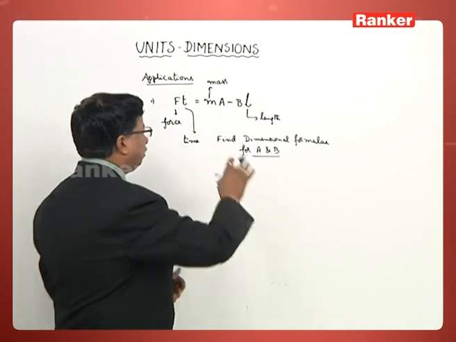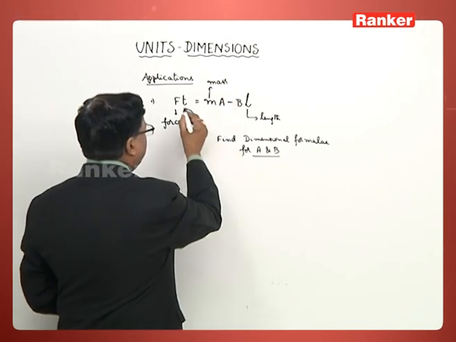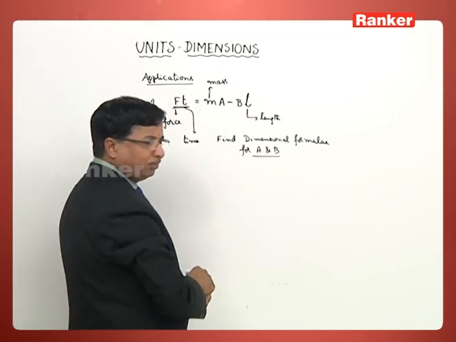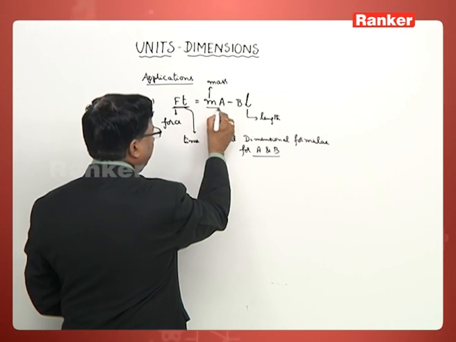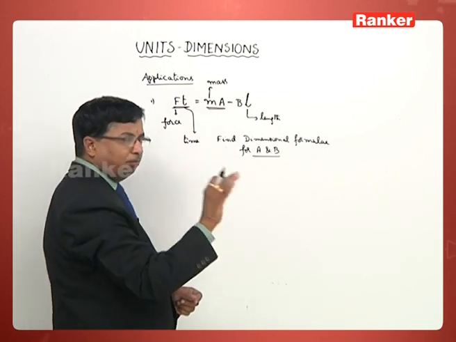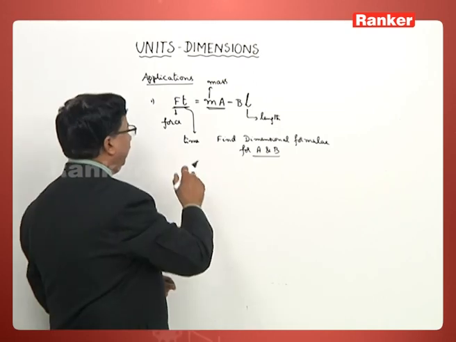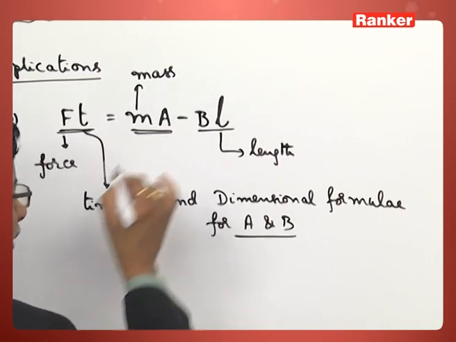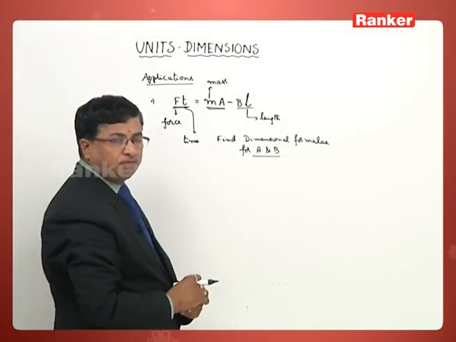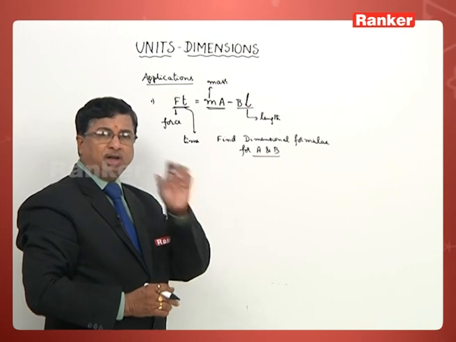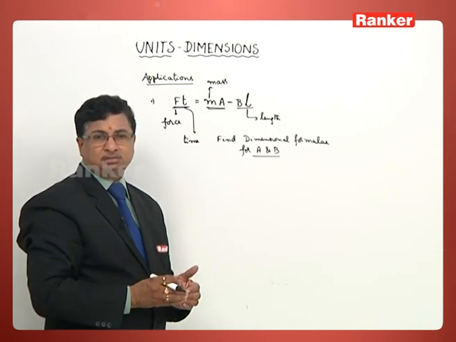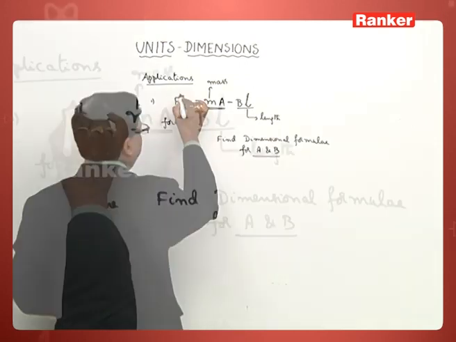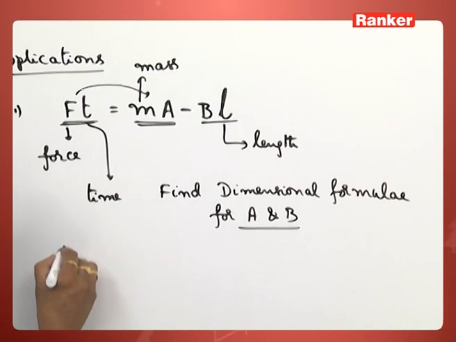Now exactly that logic when I apply here, whatever dimensional formula this F into T has, the same dimensional formula M into A also should have. Similarly, the dimensional formula of F into T must also be equal to the dimensional formula of B into L. That is the basic thing one should understand from the given equation. Therefore, equate the dimensions of these two now.